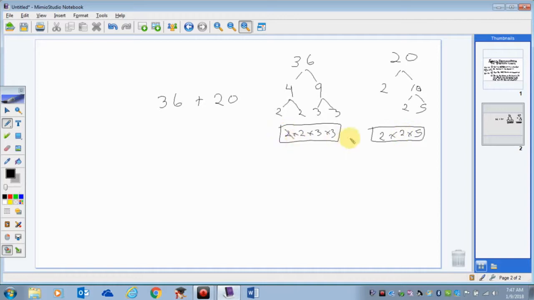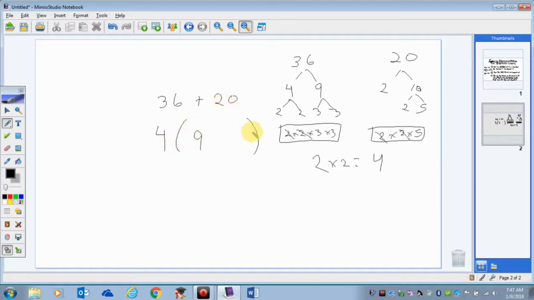And all the matches you can take out. So we have a 2 that matches there. We have another 2 that matches there. We have no other matches, so the greatest common factor is going to be 2 times 2, which is 4. So I can go ahead and put 4 here in my parentheses, which is step 2, and now I'll go to step 3. The first one divided by the GCF, 36 divided by 4 is 9.